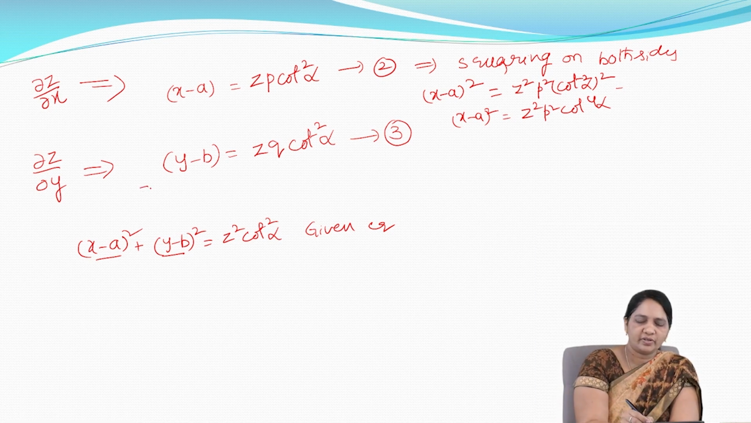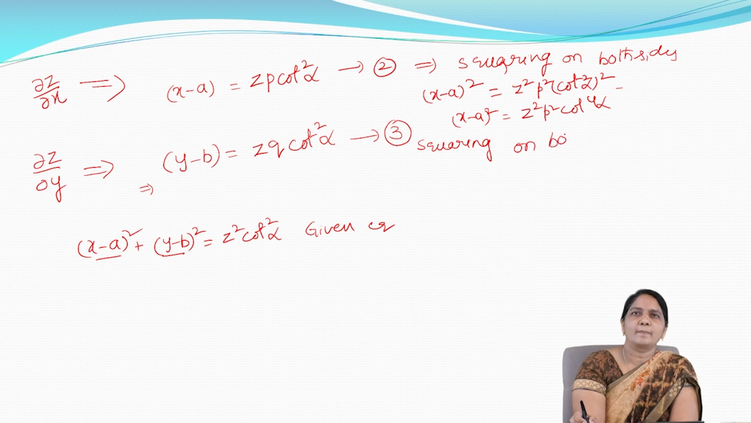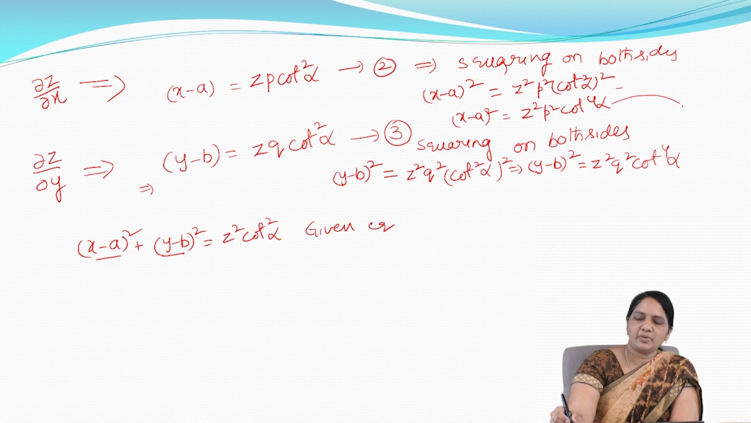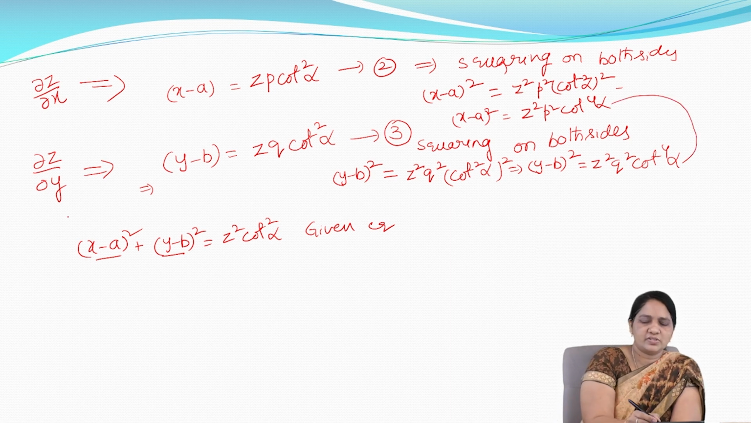Now I am going to simplify equation 3. This is also squaring on both sides. So y minus b whole square equal to z square q square cot square alpha whole square. So nothing but I got here y minus b whole square equal to z square q square cot power 4 alpha. So now I am replacing these two values in the given equation.